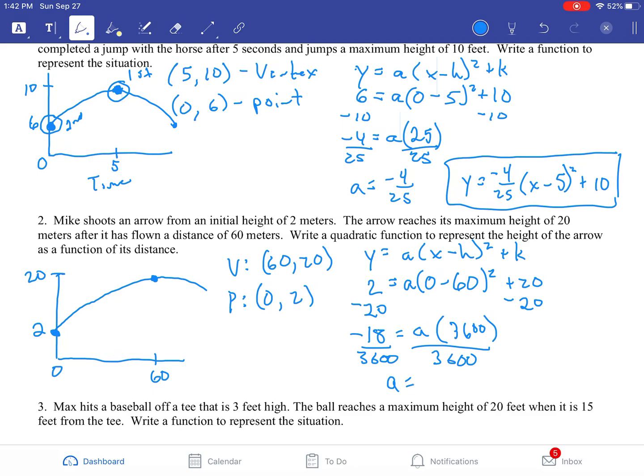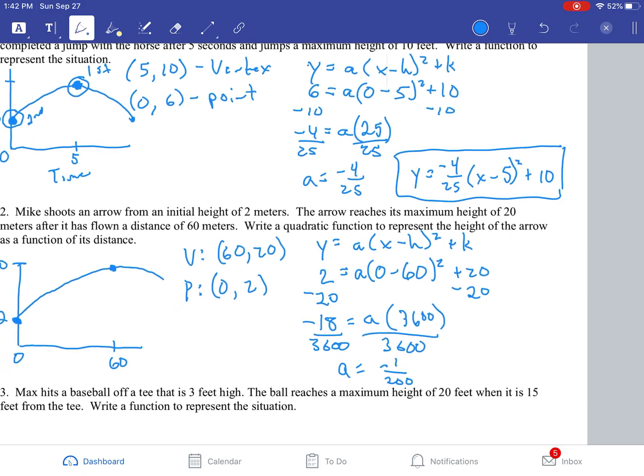And then a will equal, and then we're going to have to reduce this. 18 over 3,600. So you're going to have negative 1 over 200. Okay, so you can reduce it by 18. So again, if you're not sure how to do that, you have a calculator. If you are on a TI-84, you can put in 18 divided by 3,600, and that will give you a decimal equivalent. If we don't like decimals, we want the fraction. So you can hit math, enter, enter to reduce the fraction in the calculator.